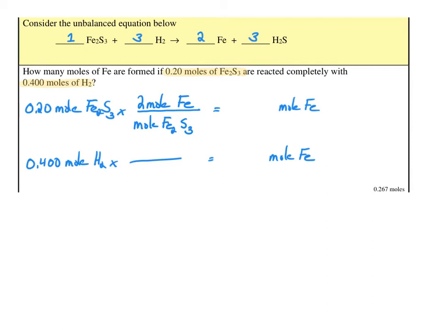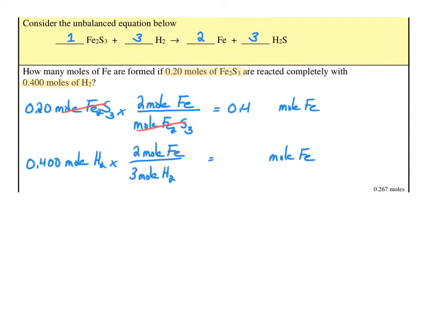In our first problem, we see that moles of iron sulfide are going to cancel out. Again, we get these numbers from the coefficients associated with each of these chemicals in the balanced chemical equation.